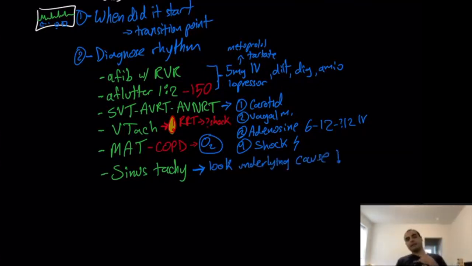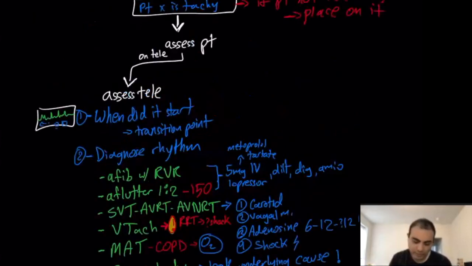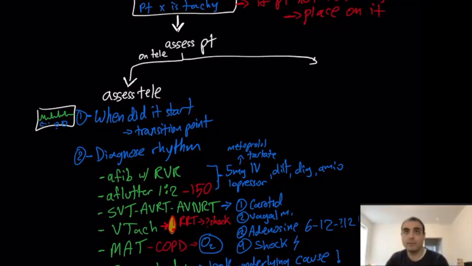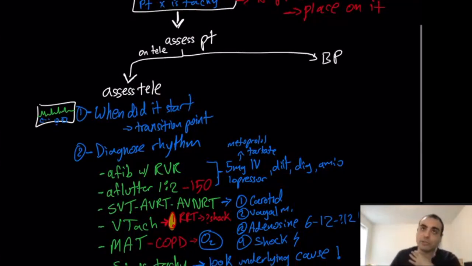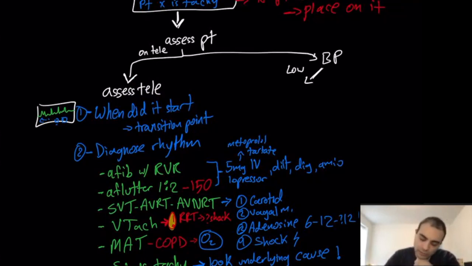The sinus tach, most of the time, is a physiologic response that you want to look for a cause for. Okay? Now, you diagnosed the rhythm, you looked at the tele. We'll talk more about it, but you assess the patient. What's the most important thing you're going to assess with the patient? Blood pressure. Perfect. Yes. You're going to assess the blood pressure. And if the blood pressure is low, what do you call this? This is cardiogenic shock or unstable patient.